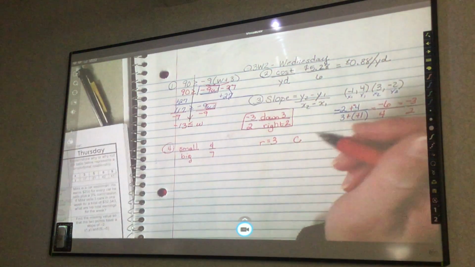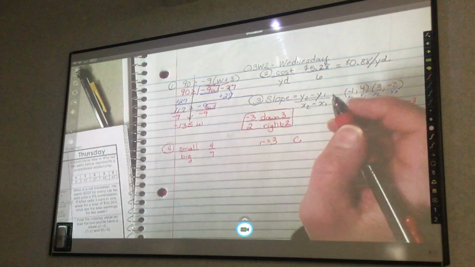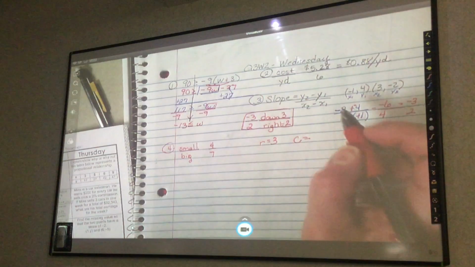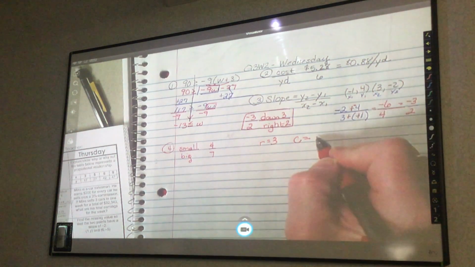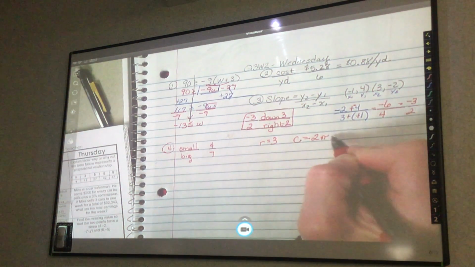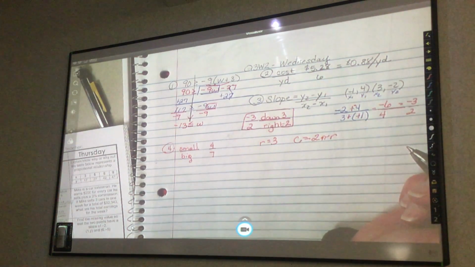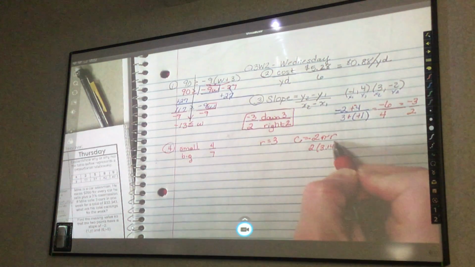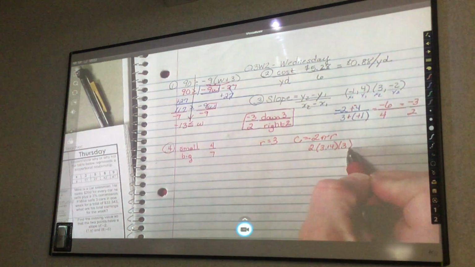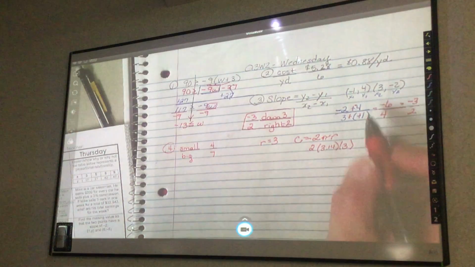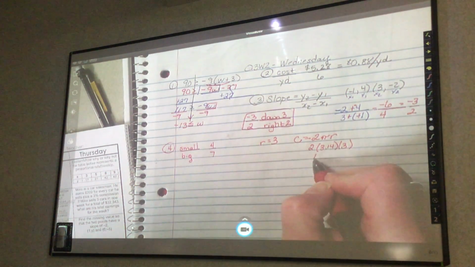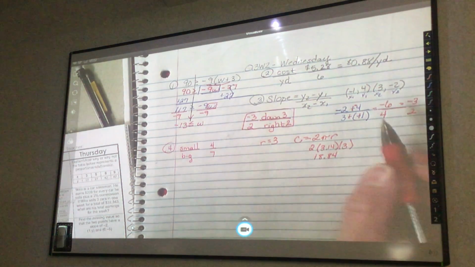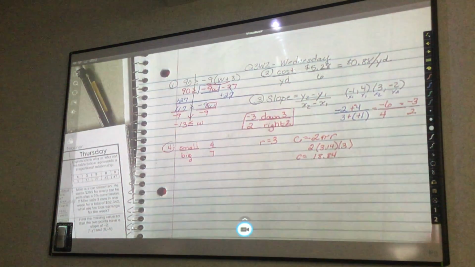What is the formula for circumference? Yes, it's 2 times pi times r, which is the radius. So we do 2 times 3.14 times 3. Put that in my calculator, and my answer is 18.84. So that is my circumference of the smaller circle.